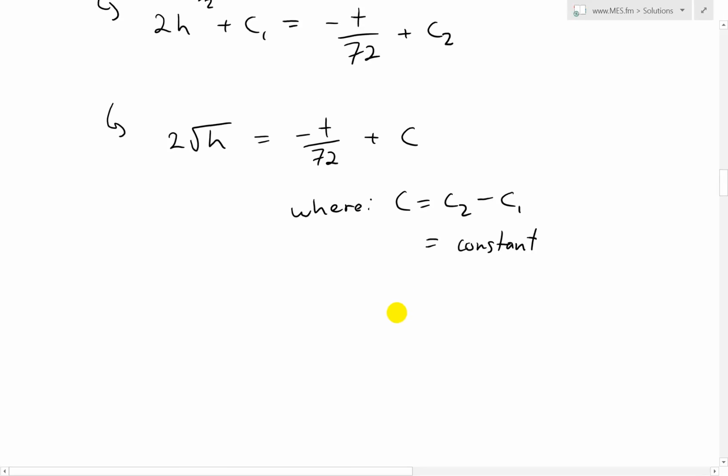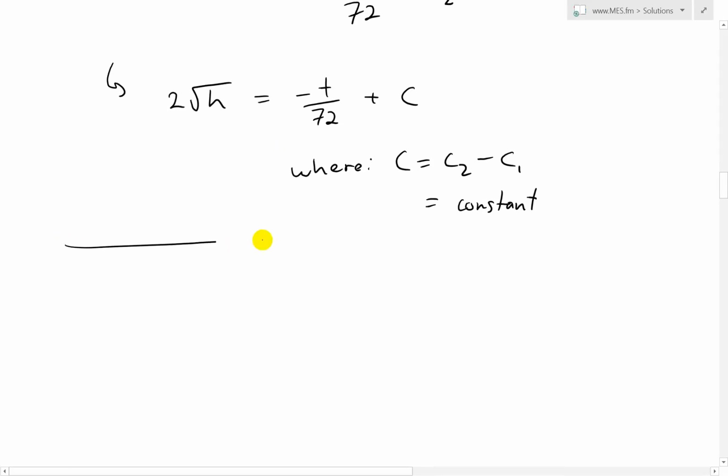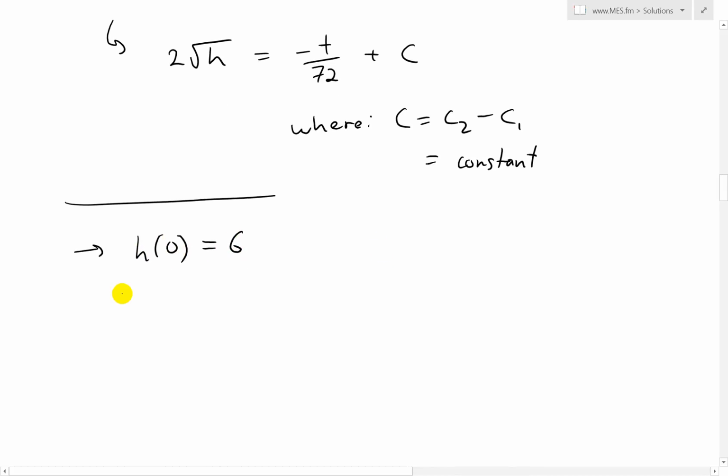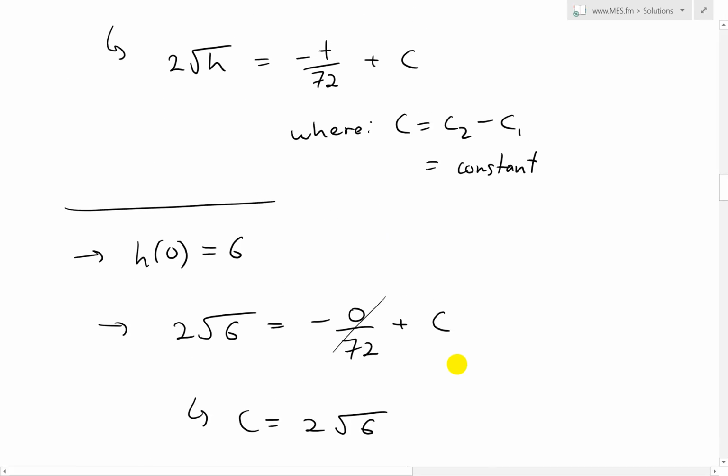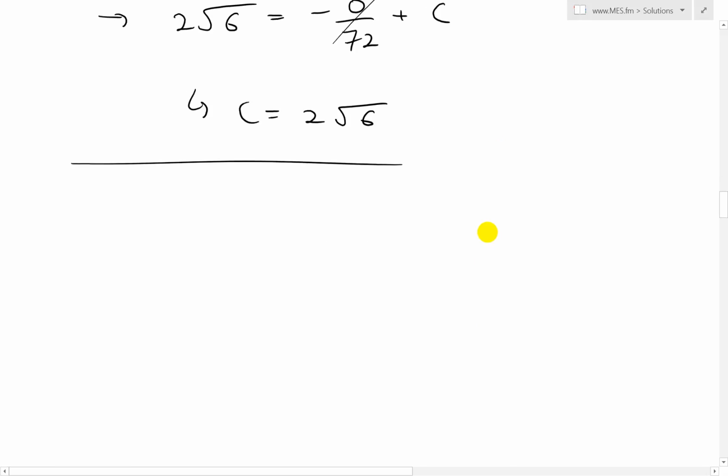So now we know the initial value. We could simplify this further, and we'll do that afterwards, but I will just do this first. We know that h of 0 is equal to 6, so let's plug that inside. What we get is 2 times the square root of 6 is equal to negative 0 over 72 plus c. So this is just 0, and we get c is equal to 2 times the square root of 6. So we have our c value.